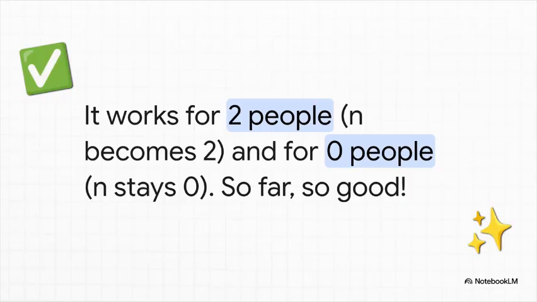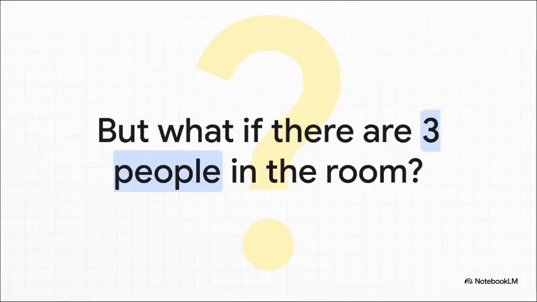All right, let's put our new speedy algorithm to the test. Let's use our same test cases. 2 people? That's 1 pair. N becomes 2. Check. 0 people? That's 0 pairs. N stays at 0. Check. See? So far, so good. It looks like we've made a brilliant improvement. But what about the one we didn't test? What happens when the number isn't even?